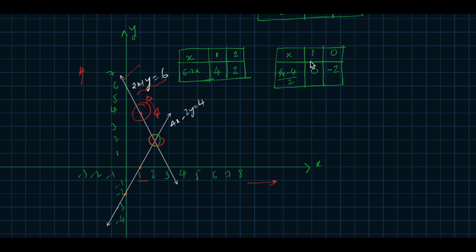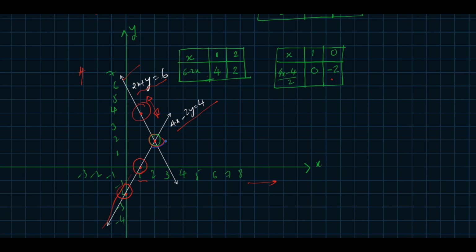Now our second points are 1, 0 and 0, minus 2. So for x equals 1, y is 0. So this is our first point. Now x equals 0, y is minus 2. So this is our second point, and you draw the line connecting these 2 points. So this white one is our line 4x minus 2y equals 4.